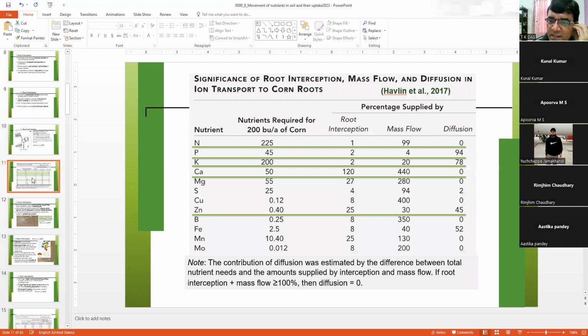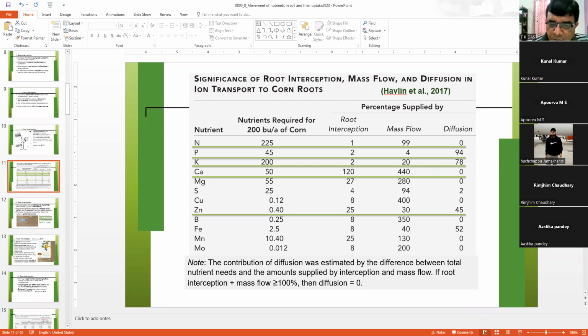Now, this is a very interesting fact: which nutrient is reaching the plant roots by which method. Significance of root interception, mass flow, and diffusion in ion transport to corn plant. How ions are transported in the soil. So first, you read the note.